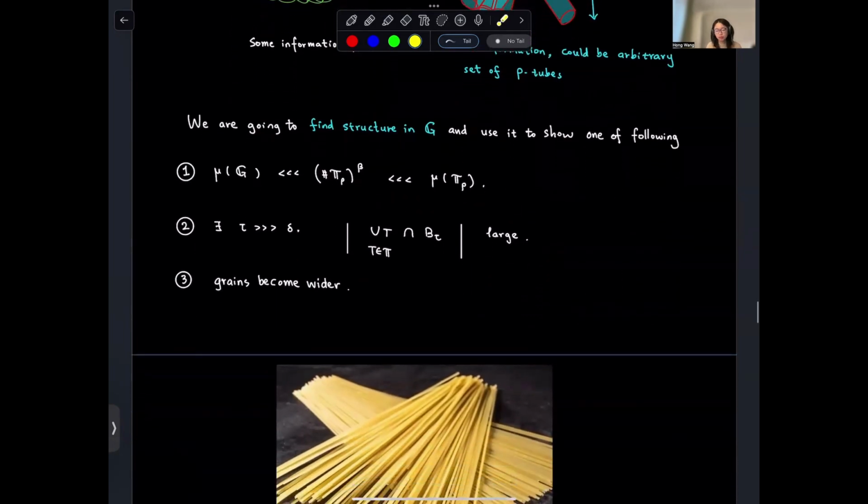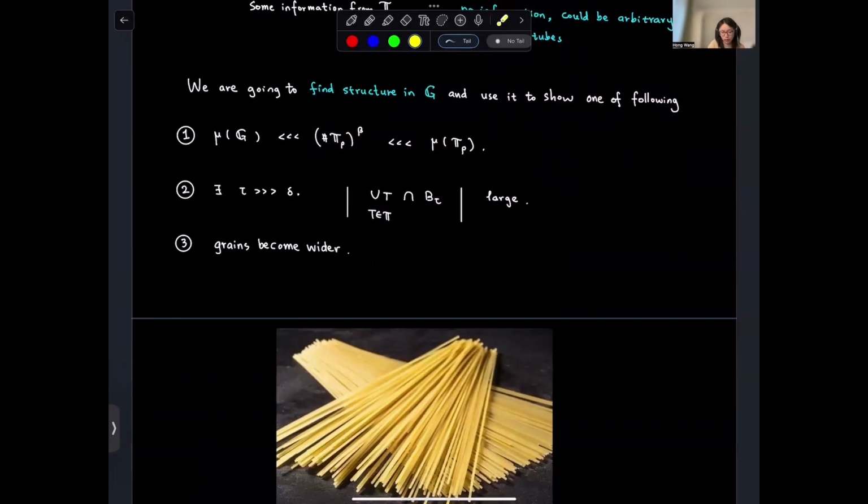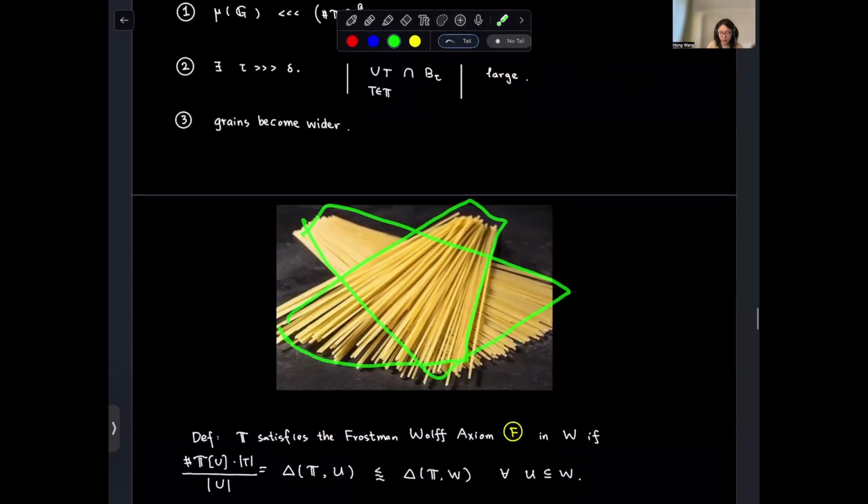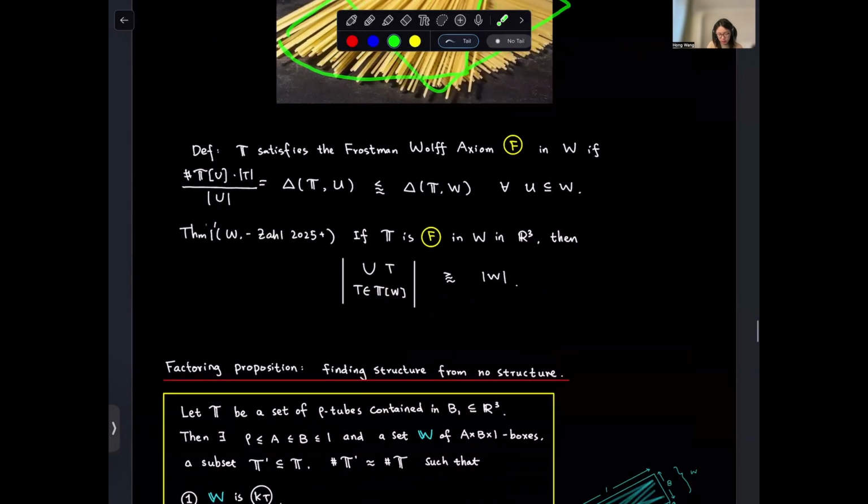So let me just use 1 minute to illustrate how to find structure in an arbitrary set of rho-tubes. Again, this is inspired by Schmerkin's multi-scale decomposition. Here is the picture, which I found online. Suppose we have a collection of thin tubes, and we want to find structure. This picture is quite easy, because we can just find the two boxes that contain them.